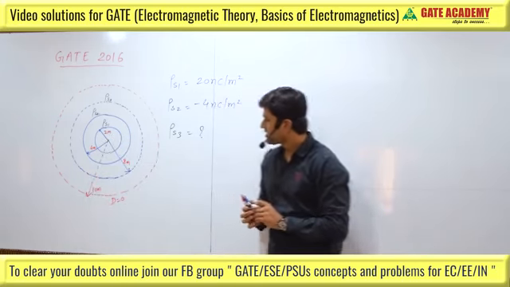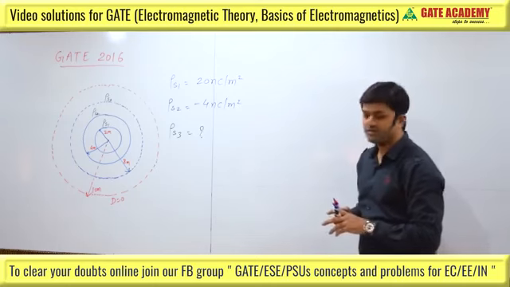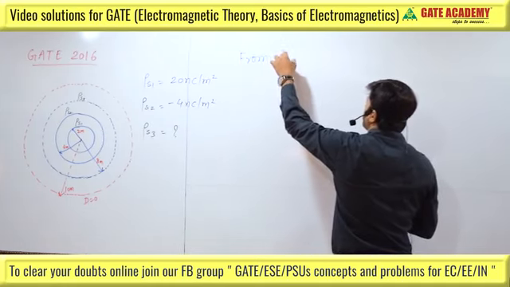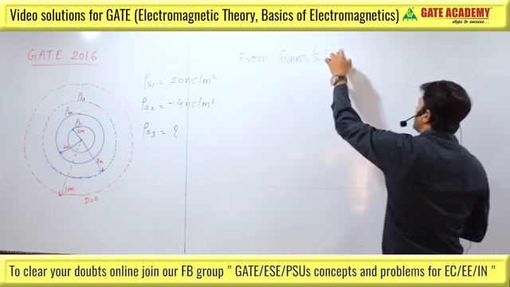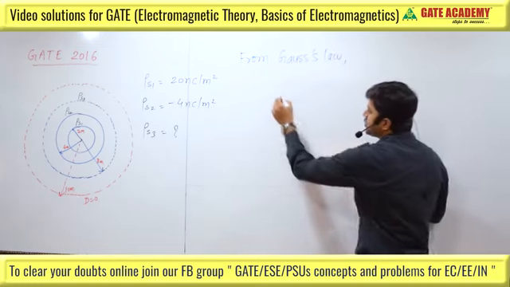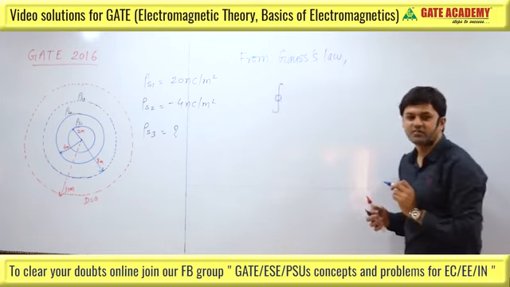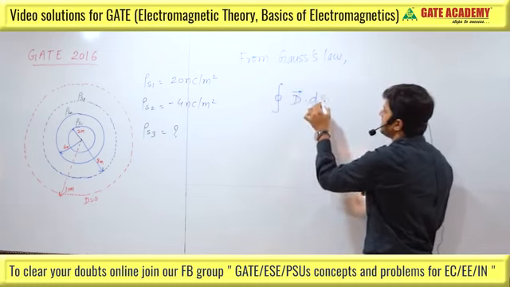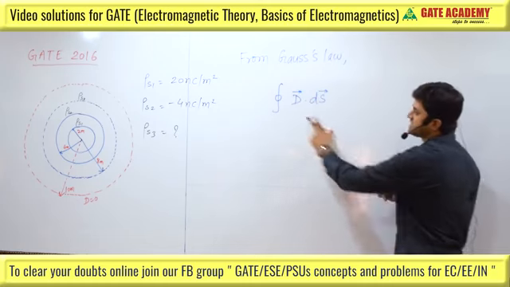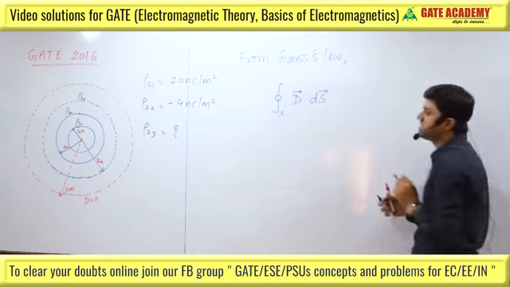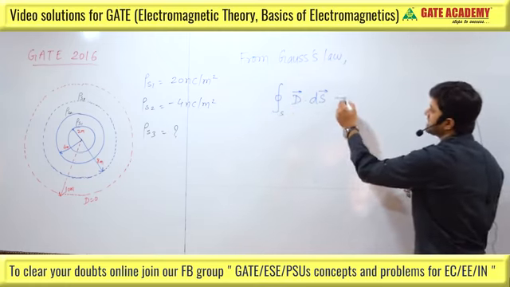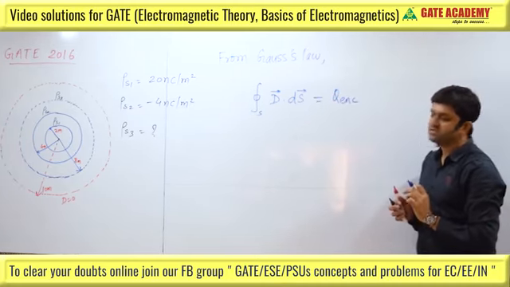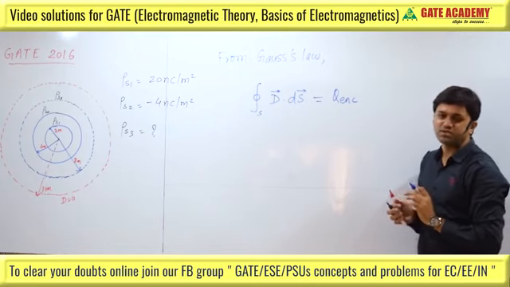Flux density is 0. So now from the Gauss law, we know that total electric flux passing through any closed surface is given by integration over the closed surface of D dot dS. The flux passing through the closed surface is equal to the charge enclosed by that closed surface.